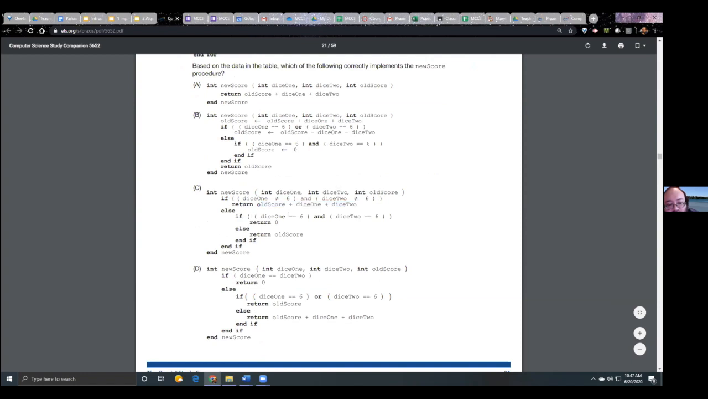Else, if dice 1 is equal to 6 and dice 2 is equal to 6, we're going to return 0. No matter what the score was, we'll set it back to 0. Else, we'll just keep the old score the same, return the old score within this nested else. Does that seem like it matches the data?